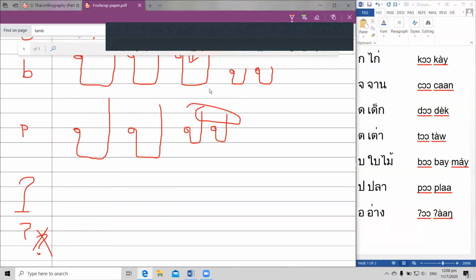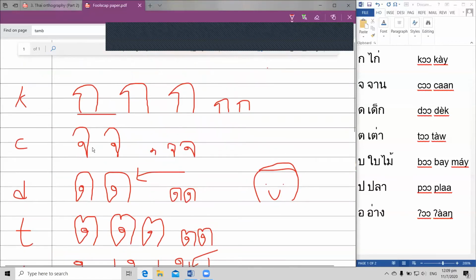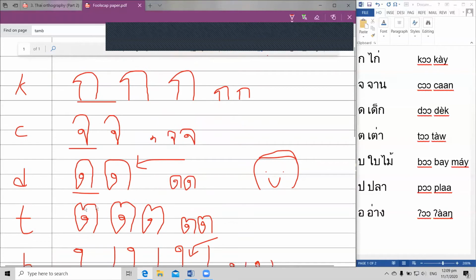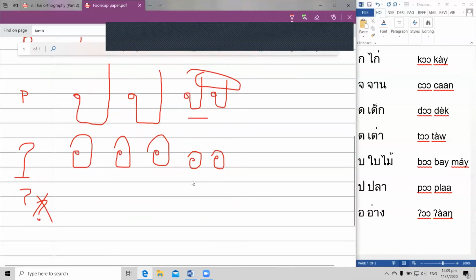So or ang, start from the circle again. Start from the circle. Something like this. Or ang. Go down and curl up like that. If I write it small, it will look like this. So this is กอไก่จอจานดอเด็กตอเต่าบอใบไม้ปอปลา and ออ่าง, the 7 common mid-class consonants.